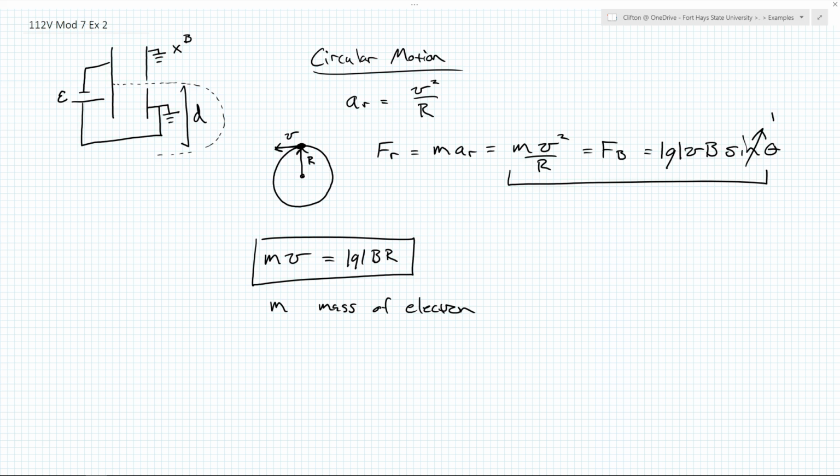There we go. So mass of the electron, if we are looking at the equation sheets that are used on the exams, this is going to be M subscript E. So that tells me that this is not just some arbitrary unknown mass. It's the mass of an electron, which is a constant that can be looked up in a table. V is the velocity of the electron, which is unknown. We don't know what this is.